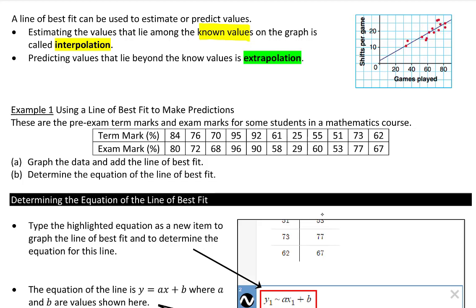Predicting values that lie beyond the known values is called extrapolation. So for example, any values that are below the lowest point and above the highest point. If I was to make a prediction, let's say for a player who played 20 games, and look over and say they played approximately 7 shifts per game, that's extrapolation, because I'm trying to make a prediction outside our known range of values.